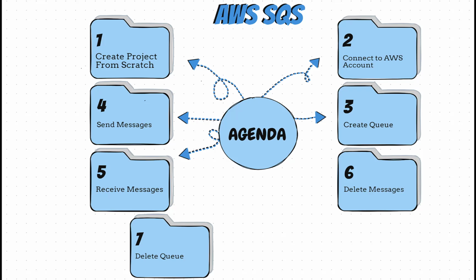Once connected, we'll perform all the basic SQS operations one by one, such as create a new queue, send messages to the queue, receive messages from the queue, delete messages, and finally, delete the entire queue. We will learn each line of code, step by step, so that you understand exactly what's happening, even if you are new to AWS or Java SDKs.